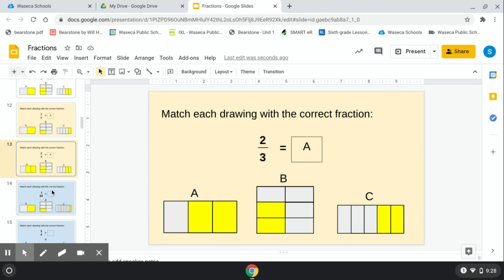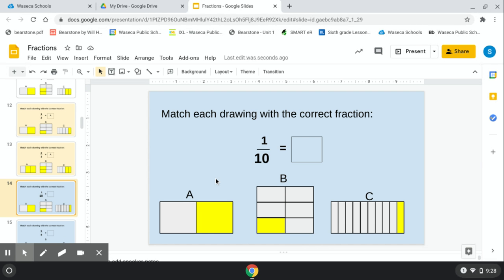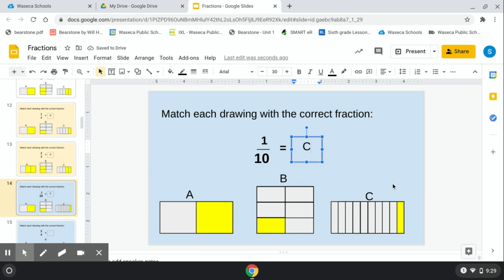So I want you to try this one by yourself. Which one of these drawings represents 1/10? Does A have 1/10 of it shaded yellow? Does B have 1/10 of it shaded yellow? Or does C have 1/10 of it shaded yellow? So remember, you're going to count up how many equal parts are in the rectangle to find the denominator. And to find the numerator, it's the total number of shaded yellow parts. C would be our correct answer for this one. 1/10 of C is shaded yellow.